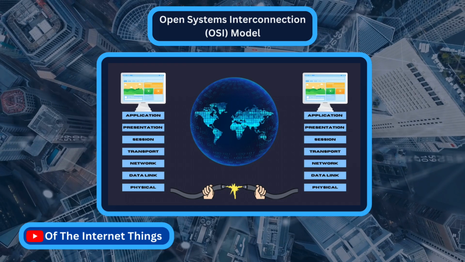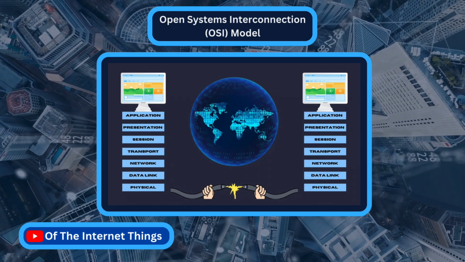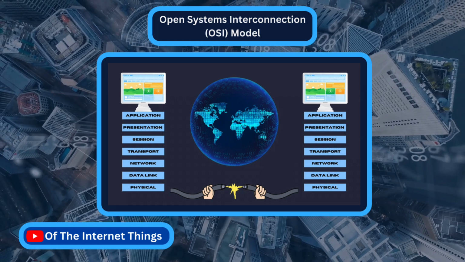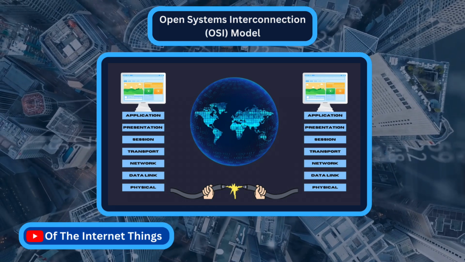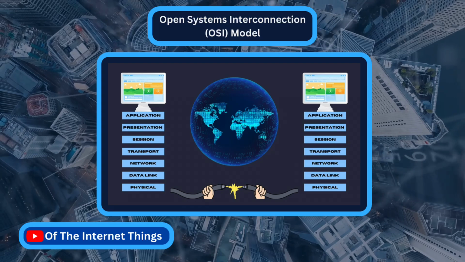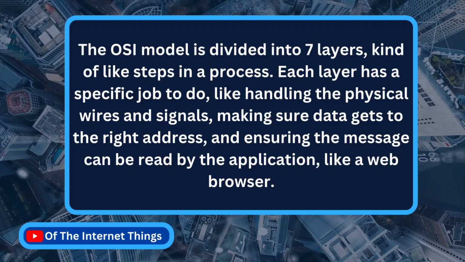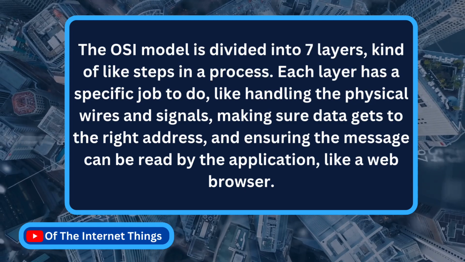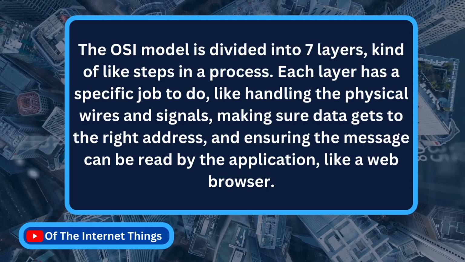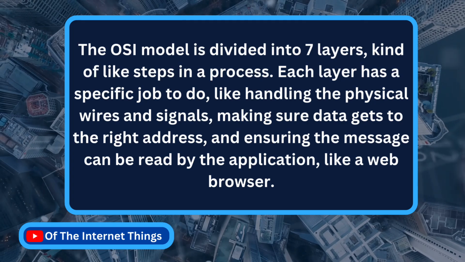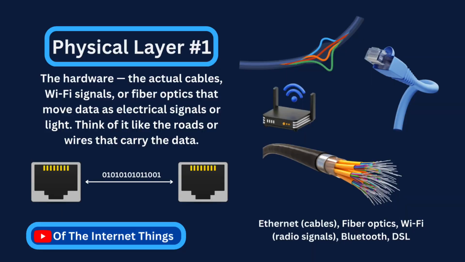The OSI model, Open Systems Interconnection, is a conceptual framework that standardizes the functions of a telecommunication or computing system into 7 distinct layers. It helps different systems communicate with each other by breaking down complex processes into manageable stages, from the physical transfer of data to application-specific tasks.